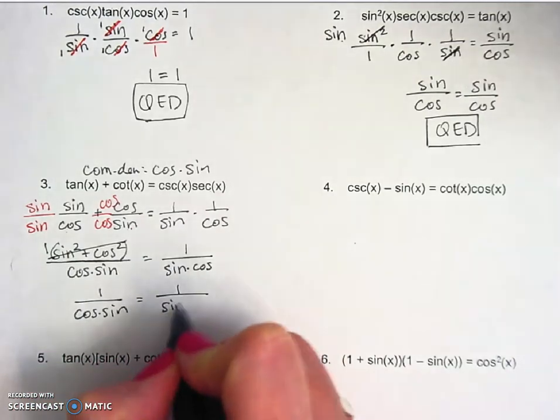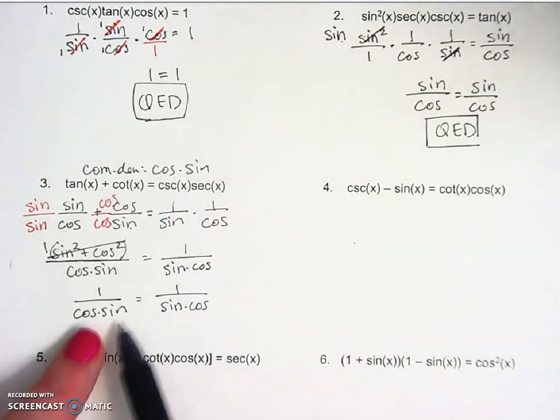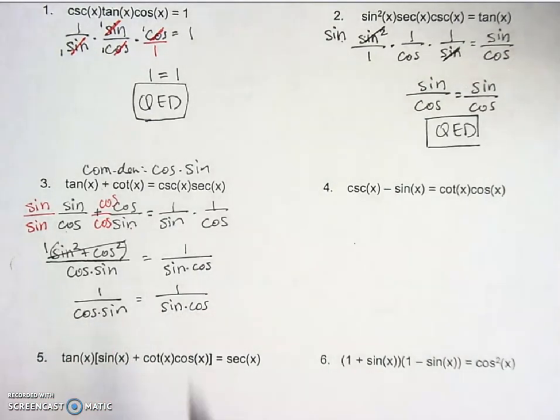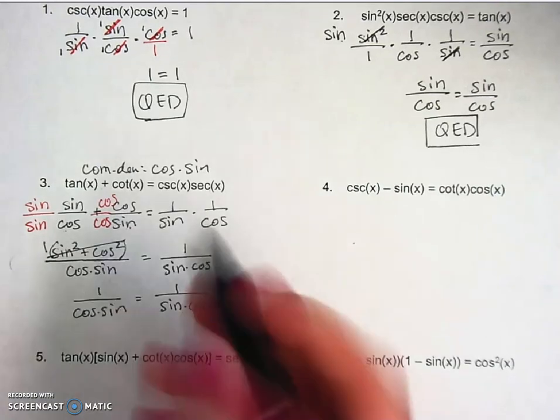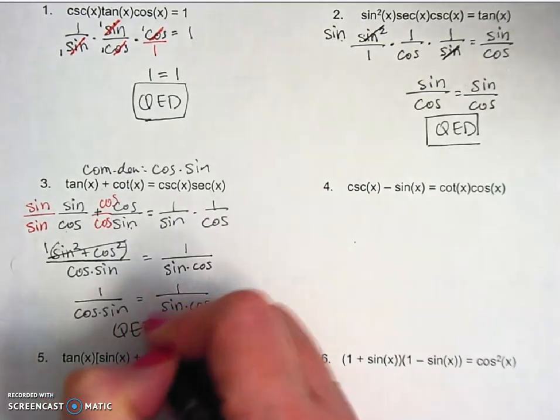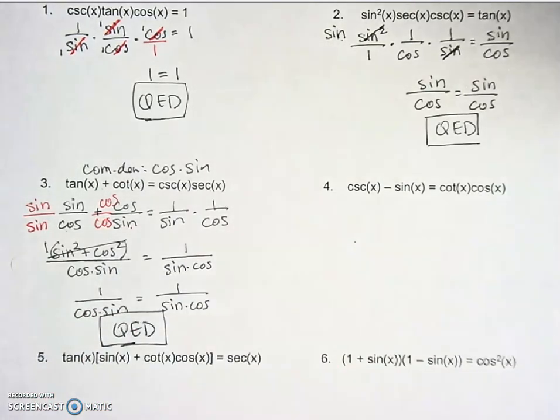this. And again, it doesn't matter in the denominators that cosine and sine are switched. That's my commutative property for multiplication. That says when multiplying, it doesn't matter the order. So we did, in fact, show that this statement was true, QED.